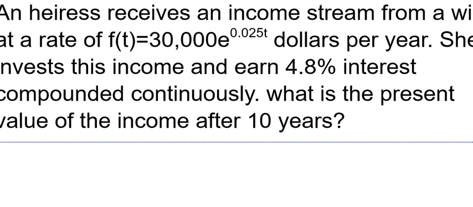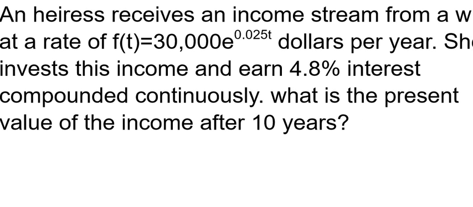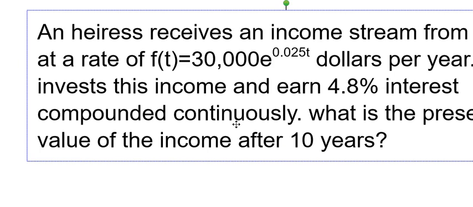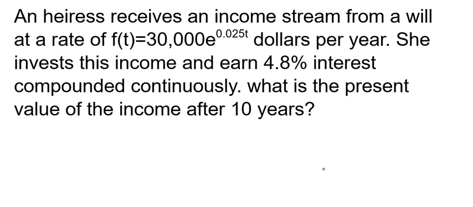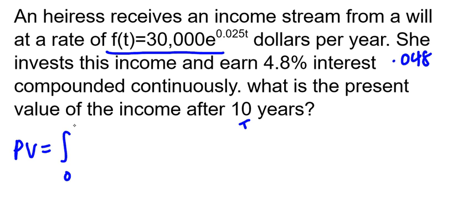We're going to do another one. So this is the same heiress that we were using in the future value. Just now she wants to know the present value. So heiress, income stream, this time they tell you that f of t, 4.8%, so we're going to use 0.048 as our decimal in our equation, also 10 years. So present value is the integral from 0 to capital T, f of t dt.